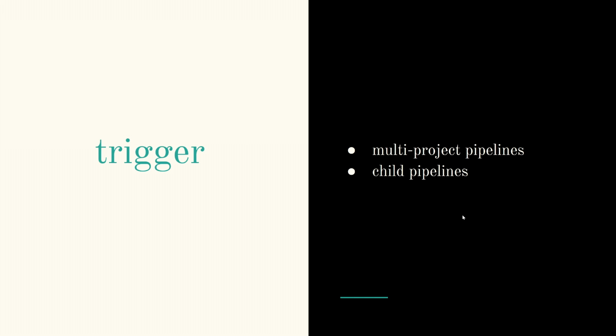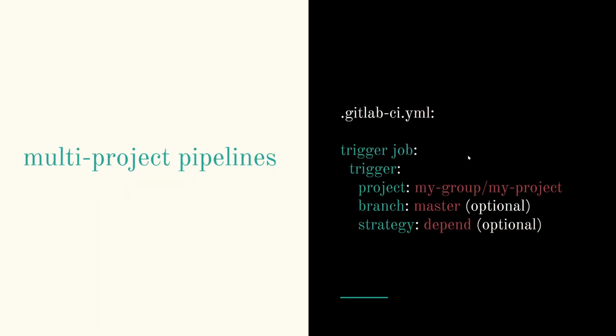There are 2 types of downstream pipelines. With the first type, you can trigger a pipeline in another project. And with the second type, you can trigger child sub pipelines, but in the same project. Here's an example of a trigger job. You have to set a path, the project, and optionally, you can provide the name of the branch and you can choose strategy. By default, the trigger job doesn't wait for the downstream pipeline to complete. It completes with the success status as soon as the downstream pipeline is created. So if you want to wait for the downstream pipeline, you must set the strategy keyword to depend.